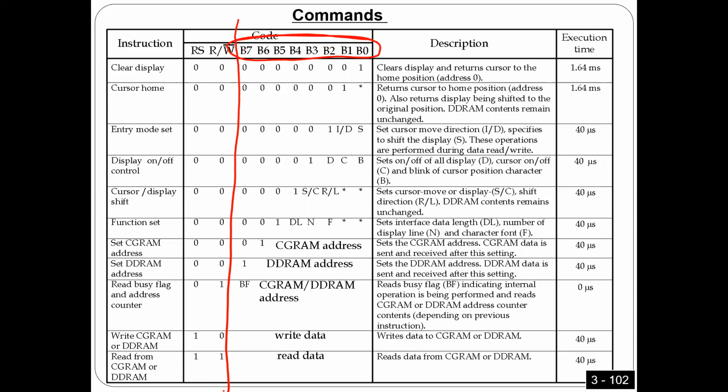From P0 to P7, this is the code. This is what I'm talking about. This is a byte. This is the code. So if you send this code 0001, which is number 1, what this code is going to do is clear the display and return the cursor to the home position. Is that okay? Now I'm going to explain all of them.